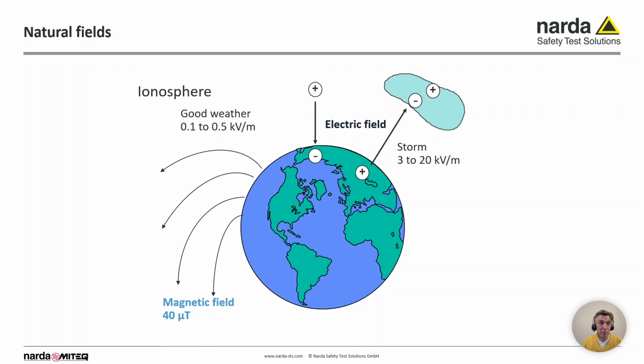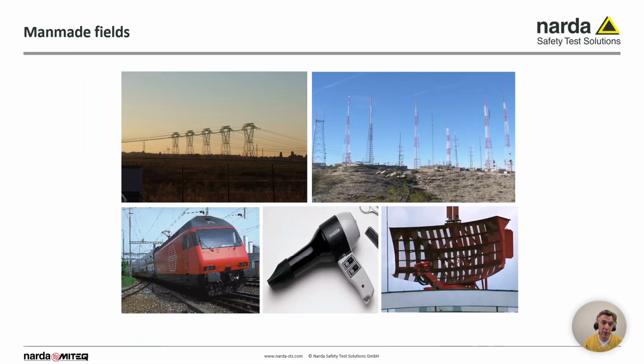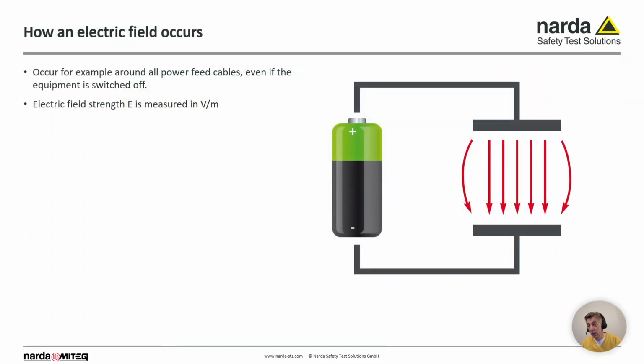So these are natural fields, but on the other side, we have tons of man-made fields. And as they are not natural, we are a little bit worried about them. So we have the power supply of a train, a simple hairdryer producing a strong magnetic field, power supply, broadcasting, we have radar signals around airports and so on. So we have a lot of man-made fields. And we also have our rules for how to measure their field strength. Not everything is allowed.